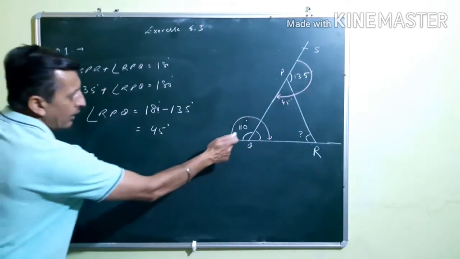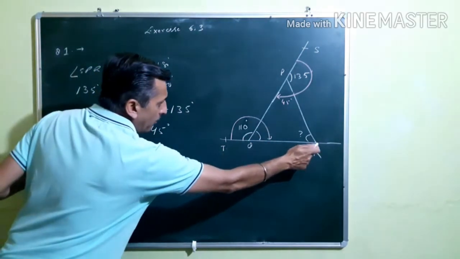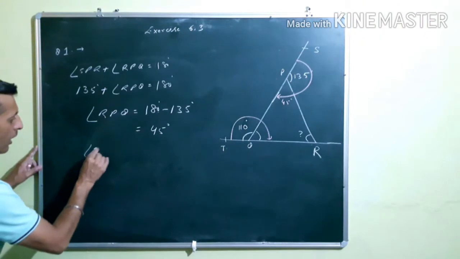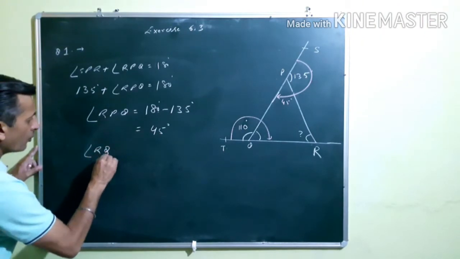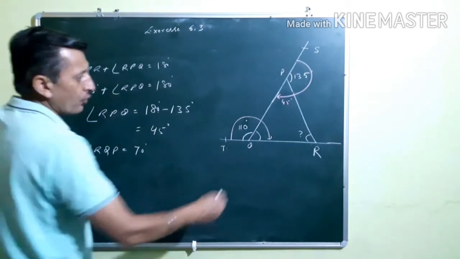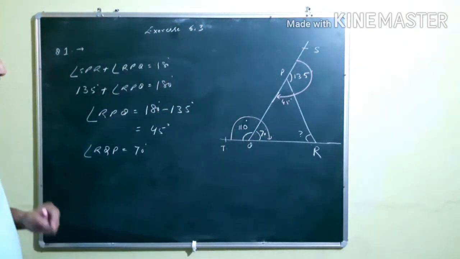Once again see, it's 110 and total is 180, so this will be equal to 70. That means angle RQP will be known. Angle RQP is equal to 70 degree. So this will be known, that is equal to 70. 70 plus 110, that is equal to 180 degree.